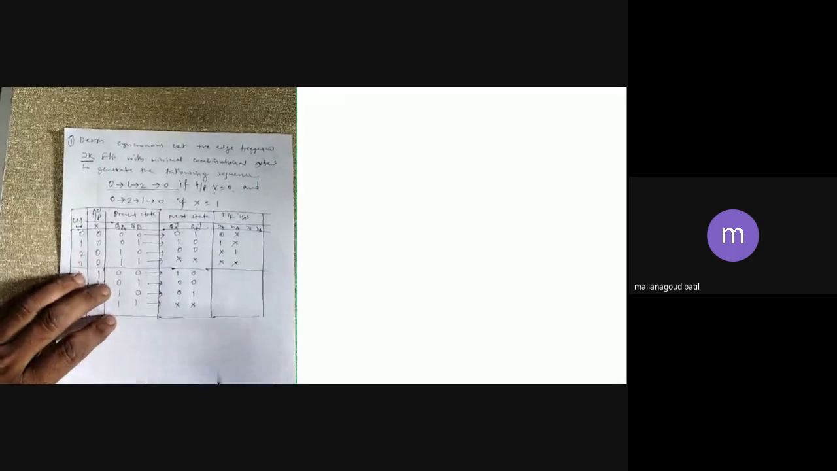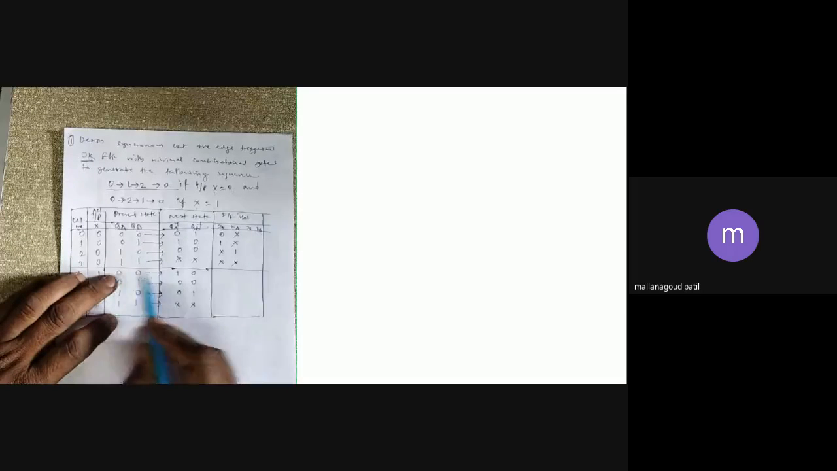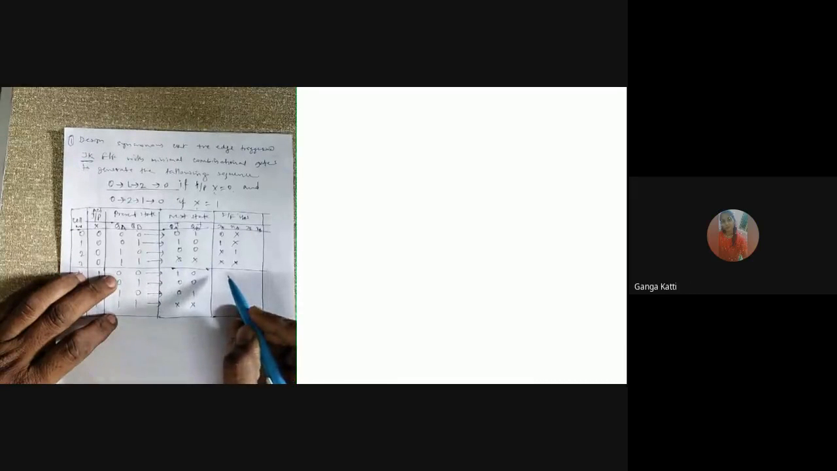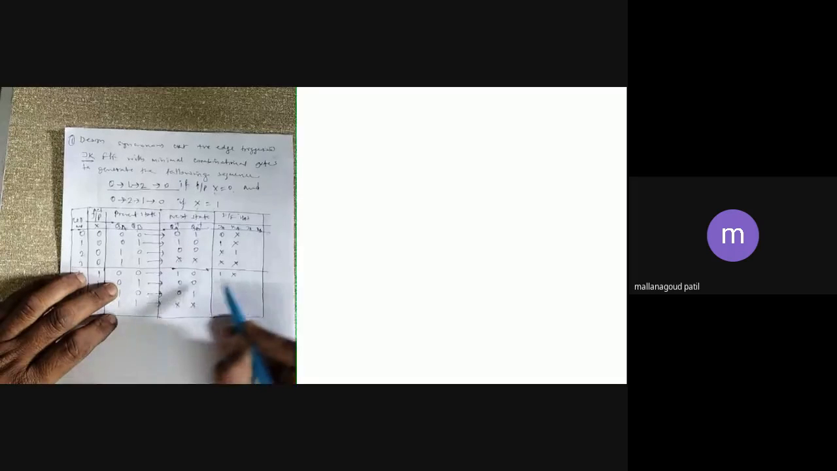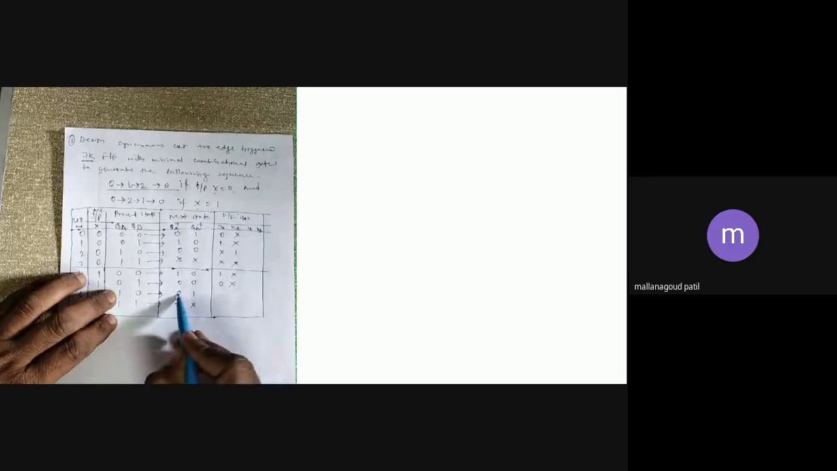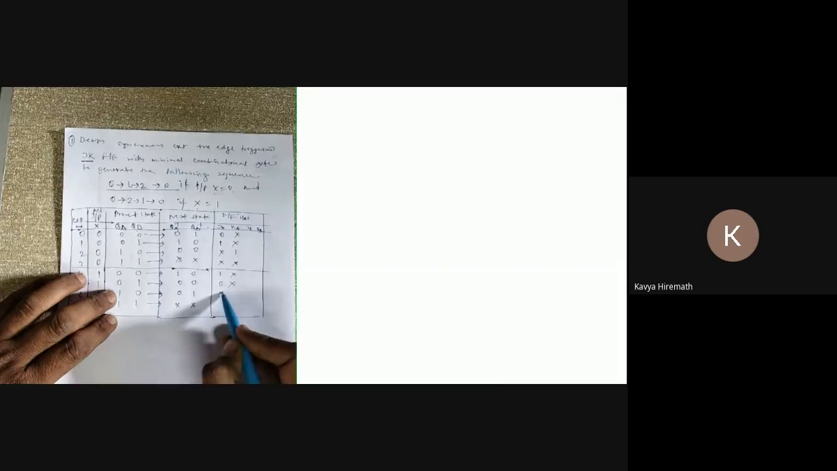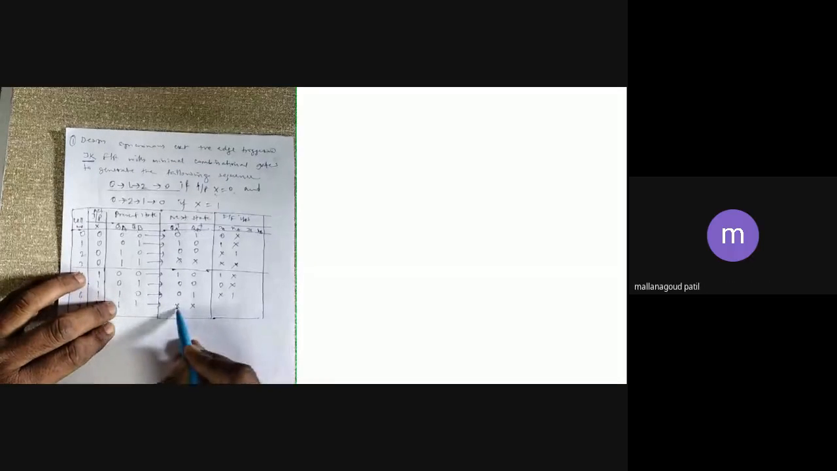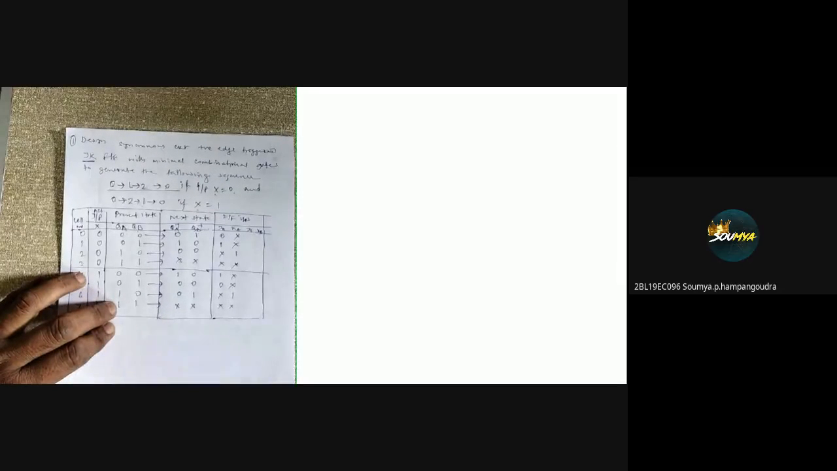It's okay. Now you can go for 0 to 1: 1 and don't care, 1 don't care, 0 and 0, 0 and don't care, 0 don't care, 1 0, don't care 1, 1 and don't care, don't care. Both are the don't cares.